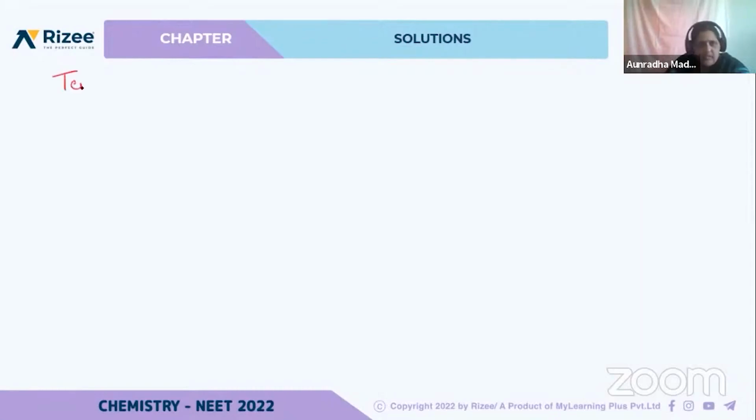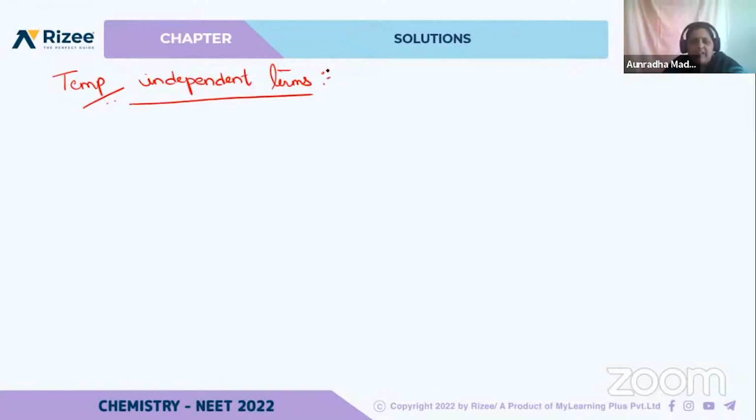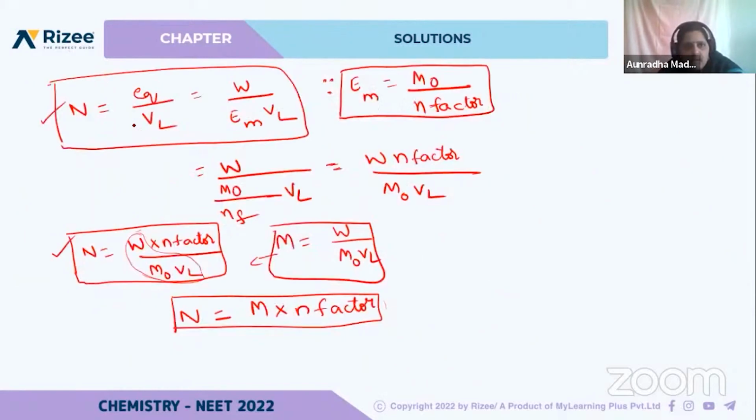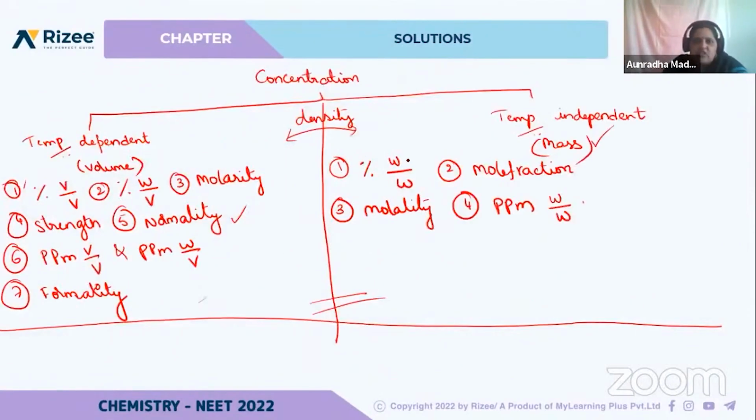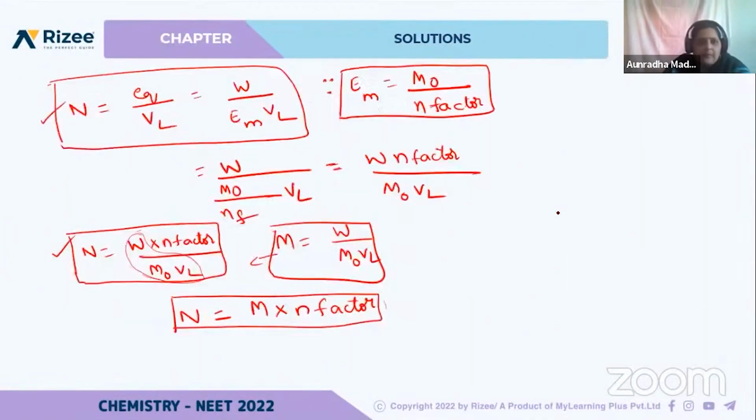Our next concept is temperature independent terms. Whenever we use mass, that is a temperature independent term. What is the first one in case of temperature independent terms? The percentage of weight by weight. Then mole fraction, molality, ppm W by W. Let's see them one by one.